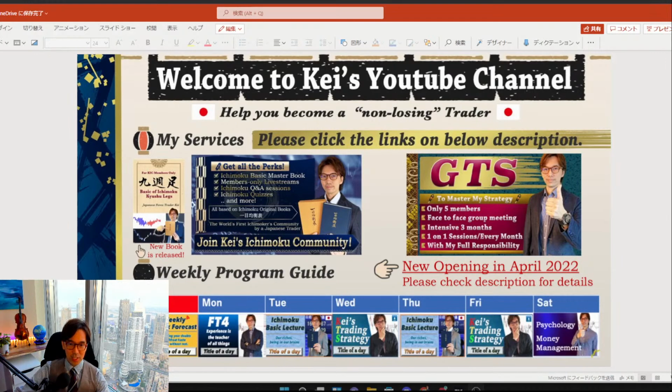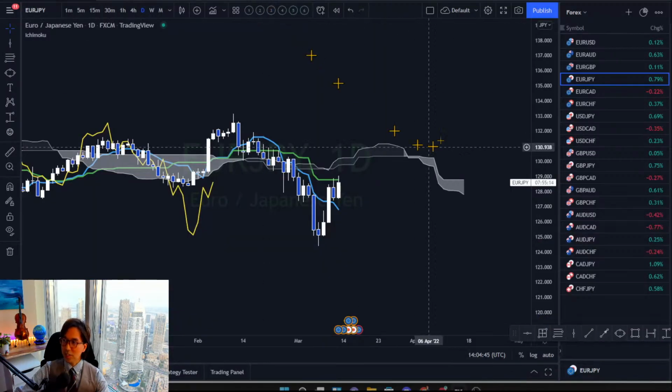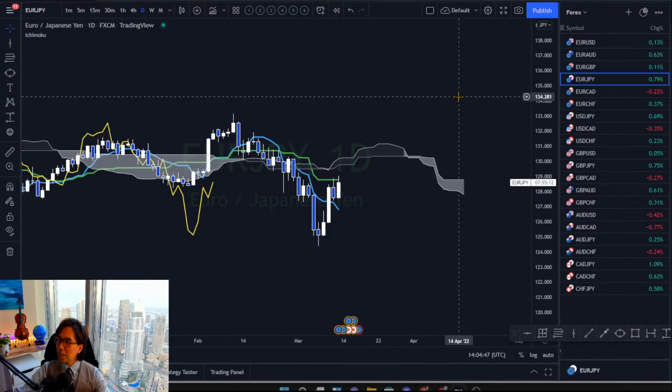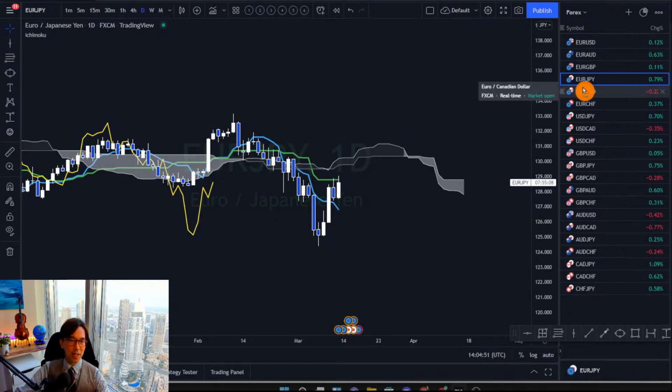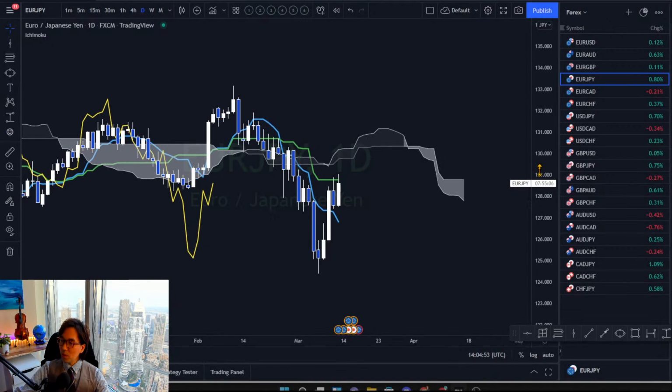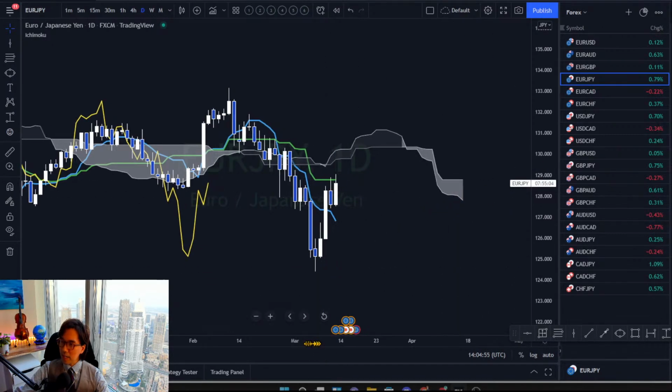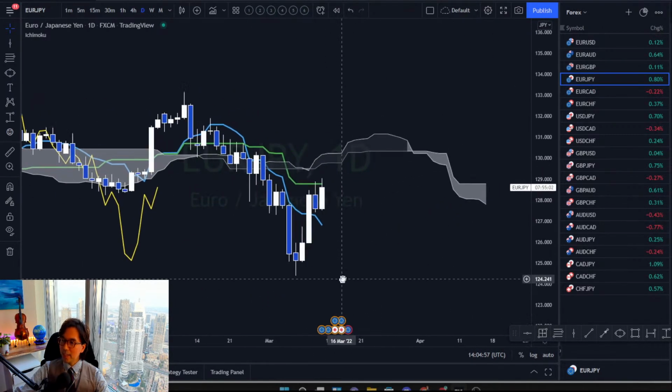Let me switch to TradingView and start to see the JPY pairs first. First, I would like to talk about the Euro JPY and what's happening right now. This is the daily time frame, and the market is still bearish technically, because the Kumo is still down, Senkou Span A is still pointing down, and the market is below Kijun Sen. Also the Chikou Span is still below the candles.